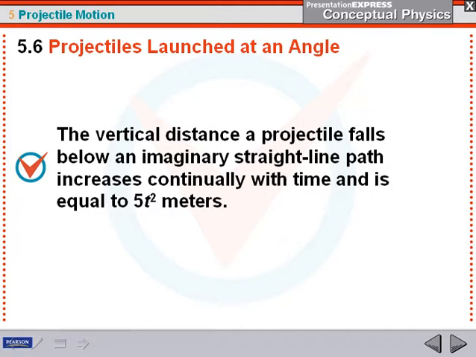This is the 5-6 podcast, Chapter 5, Section 6, Projectiles Launched at an Angle. This is going to be the longest as far as slides, but we're actually going to go through it pretty quickly because some of the slides we're only going to look at for a second.